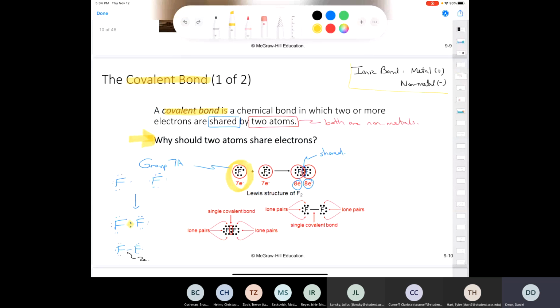We are never going to draw Lewis structures like this. It's not incorrect, but we're never going to draw them like that. Whenever 2 elements are sharing electrons, we're going to draw a bond. So this is a bond right here. We'll draw a single line connecting them, and we know that in that bond there are 2 electrons.